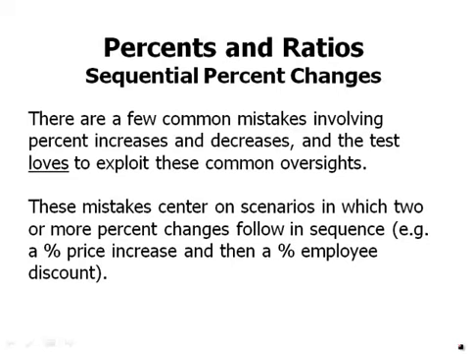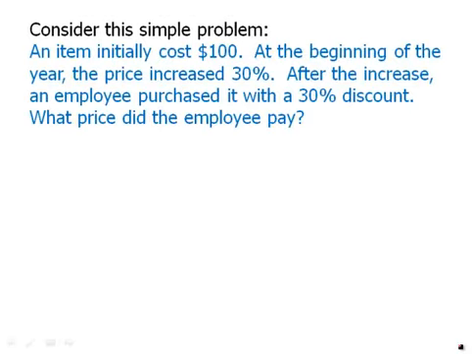For example, you might have a certain percent increase in a price, and then an employee will buy it with a certain percent employee discount. And so you have a percent up, a percent down. How do they combine? So for example, here's a typical problem.